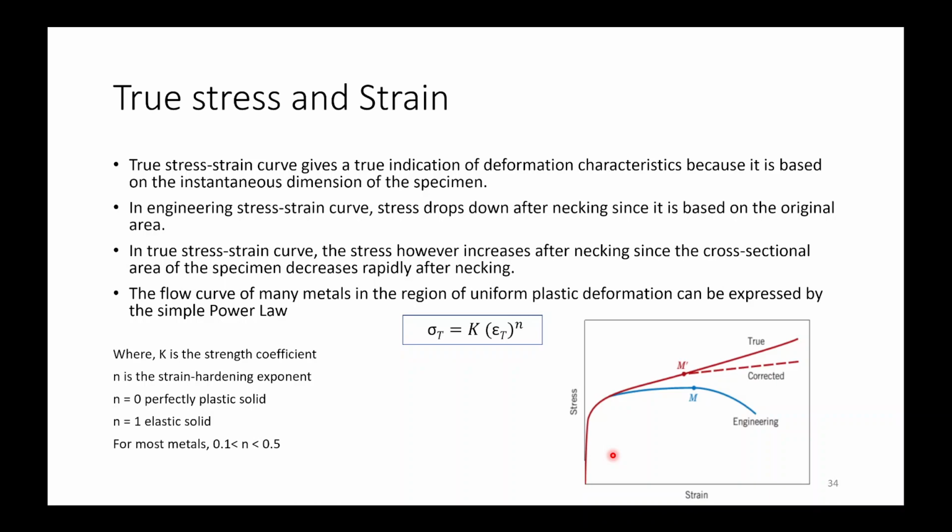True stress and strain. In case of engineering stress and strain, we divide by the original cross section and original length, but in this case, you have to divide by the instantaneous cross section and instantaneous length. Now the true stress, true strain curve gives a true indication of deformation characteristics because it is based on the instantaneous dimensions of the specimen. And in the engineering stress-strain curve, stress drops down after necking since it is based on the original area.